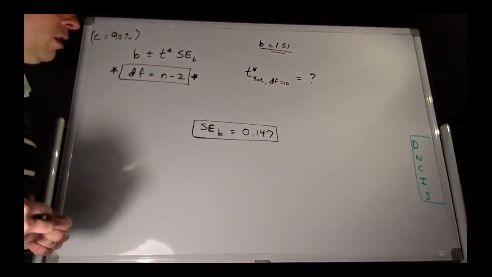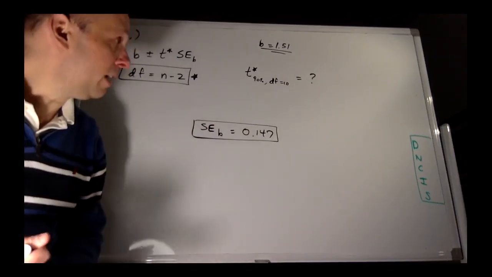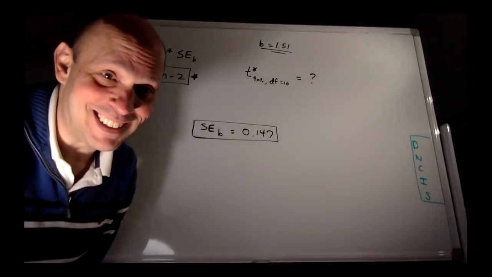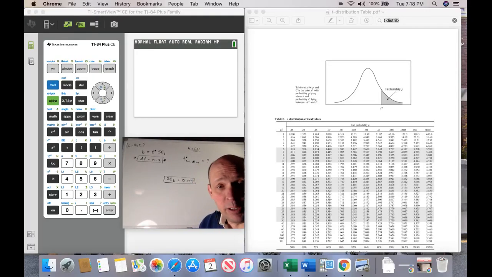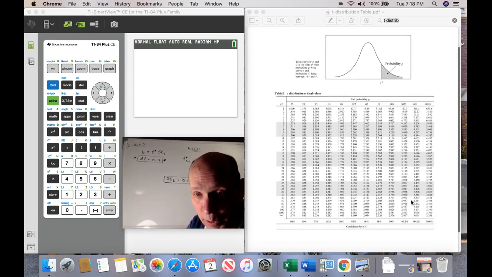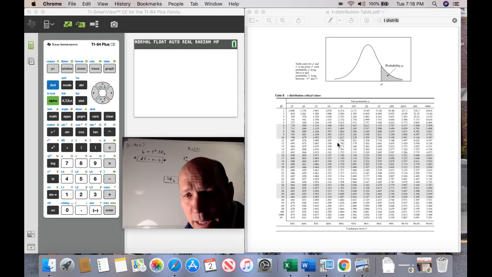So let's refresh our memories on how we do this. We had two ways of doing it, one with the table, one with the calculator. So we need a critical T with 90% confidence and 10 degrees of freedom, and we're going to do it both ways. By far the easier way is with the table, because all you've got to do is find that 90% number in the bottom row here, and then go up to your 10 degrees of freedom. And there it is, 1.812.